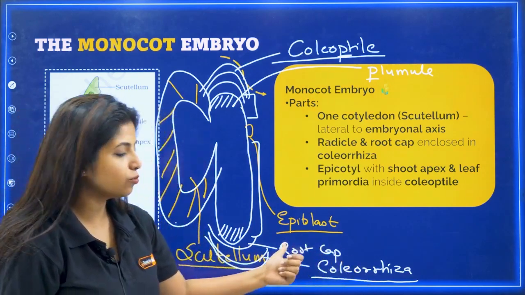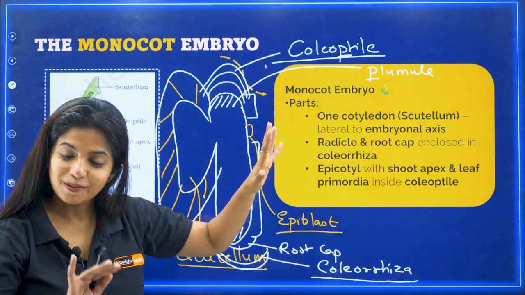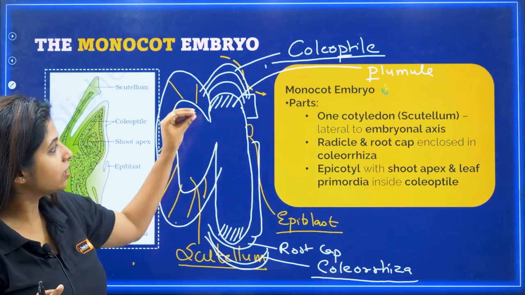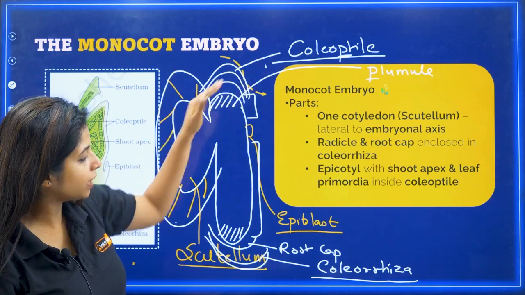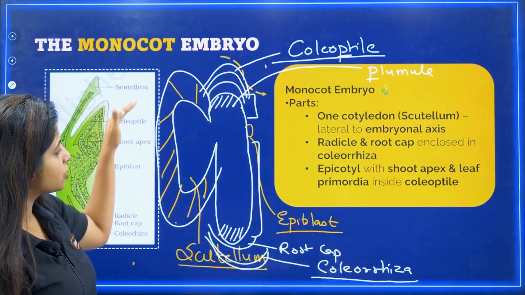So it has R, the root also has R. Coleoptile has P, this also has P. You remember like that, it is going to be easy for you. So what is the extra thing? Over here, the plumule is covered by coleoptile. Over here, the root cap is again covered by coleorhiza. You have an extra endosperm.